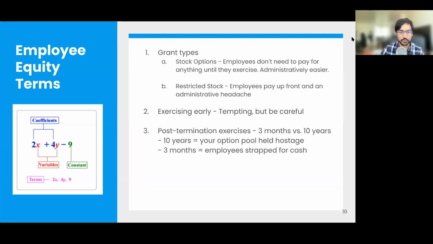Also, a plug for tools like Pulley or any other cap table tool, honestly. That is what these tools are designed around: preventing you from messing up these easy-to-mess-up things about equity. And then the final decision you have to make is post-termination exercise.